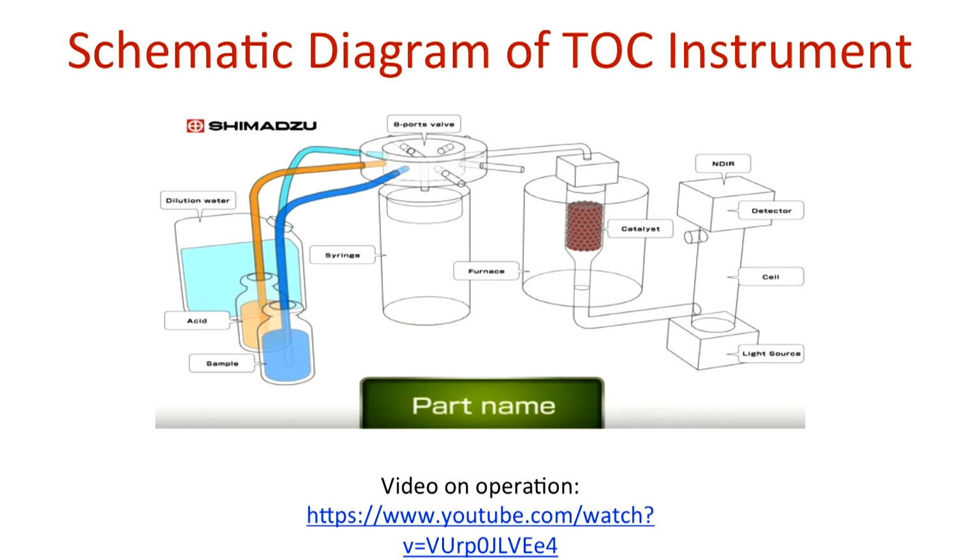So then the sample is being injected using a syringe. It's injected to the furnace, and in the furnace it's typically 680 degrees Celsius, so your total organic carbon is burned in the presence of a catalyst, platinum. Then it's burned into CO2. The CO2 then goes to your detector here.